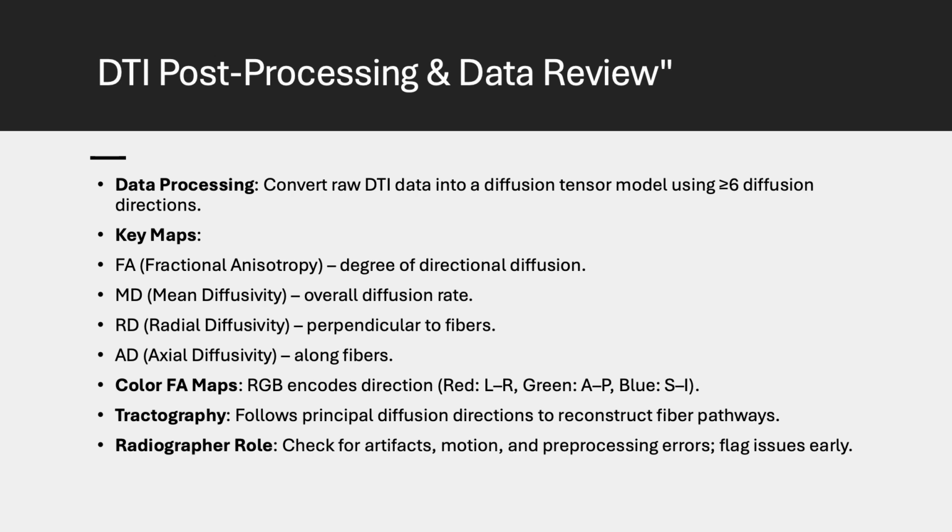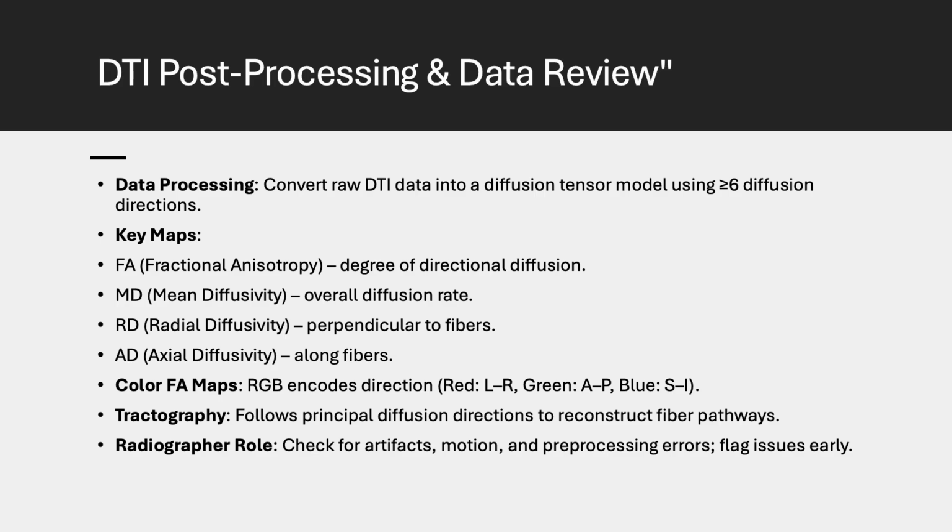So we can also create color FA maps, where color encodes the primary diffusion direction. So for example, red shows us left to right, green will show us front to back, and blue will show us head to toe. So with tractography algorithms, we can then follow the principal diffusion directions across voxels to map out the brain's fiber pathways. Your site may use either commercial or even open source software for these, which are available for free online.